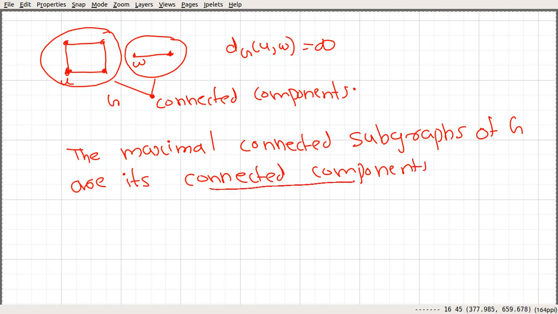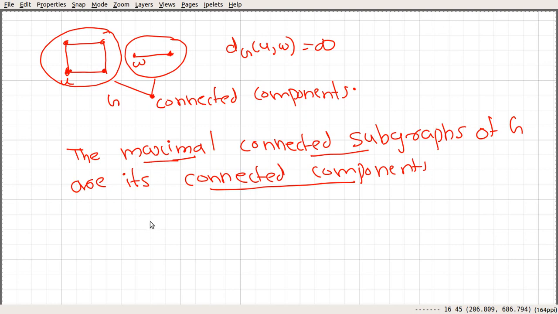Okay, so that's how we define a connected component. It's going to be maximal. I will make that clear very soon. It's a connected subgraph of a graph. If you consider this thing, you can see that it's a subgraph that is connected. I will make clear what you mean by a maximal connected subgraph. A connected component is nothing but the maximal connected subgraphs of G.